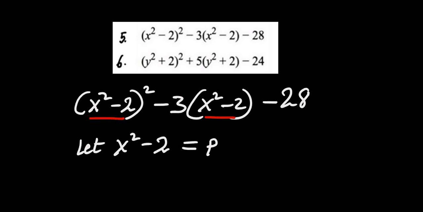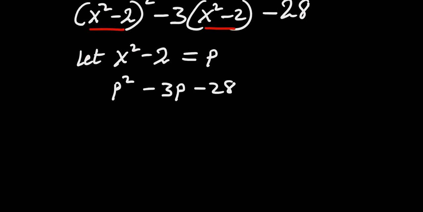All right, so automatically we now have p squared negative 3p negative 28, and now we have a quadratic. So we can now find two factors of negative 28 such that the sum should be negative 3, and that is negative 7 and 4. Negative 7 and plus 4.